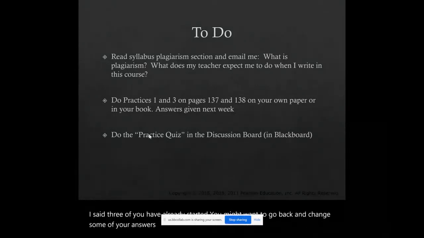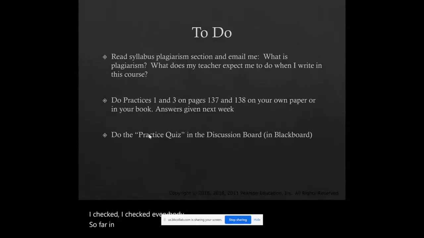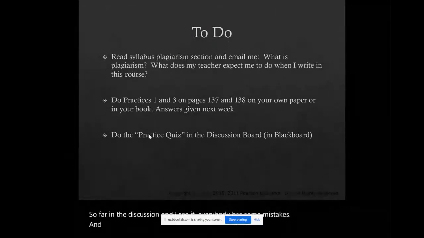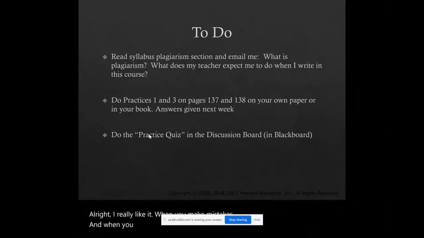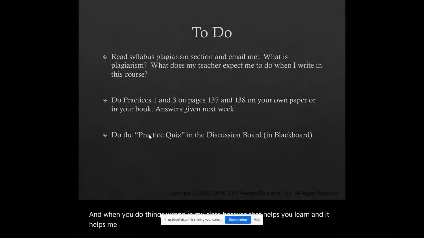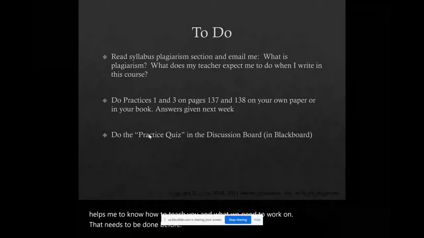Yeah. Probably. I checked everybody's so far in the discussion, and I see it had some mistakes. And so that's good. All right. I really like it when you make mistakes and when you do things wrong in my class because that helps you learn. It helps me to know how to teach you and what you need to work on. So that needs to be done before tomorrow at midnight.